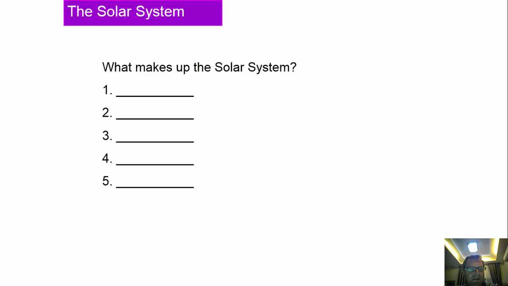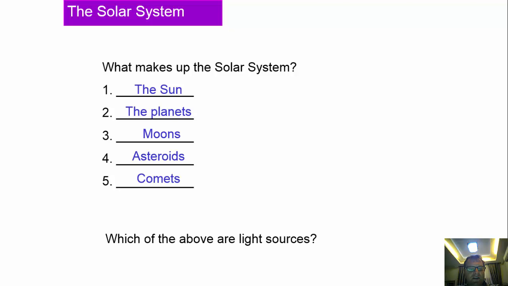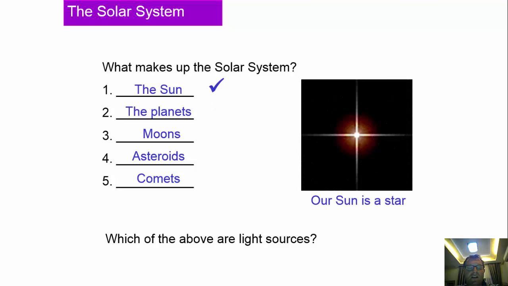So what makes up the solar system? Think about it. The Sun, the planets, moons, which are natural satellites of the planets, asteroids, and comets. And which of these is a light source? Only the Sun. That is the star, and that's what produces the light within our solar system.